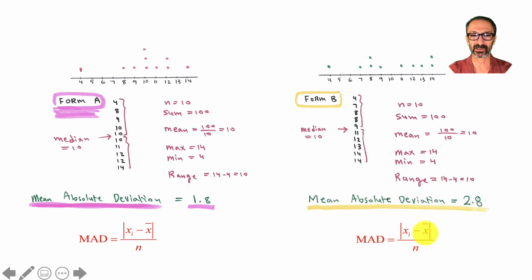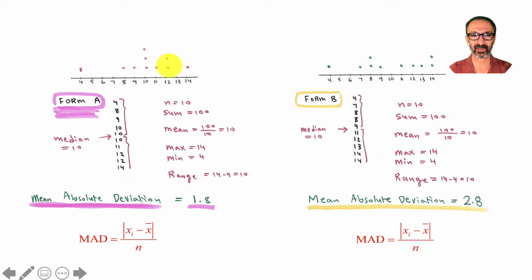The formula is the average of the distances away from the mean. Absolute value means distance. Don't keep it negative. Now look at the data and compare them. These are 10 numbers. These are 10 numbers. The average here is 10. The average here is 10. Not only that, the median is in the middle, which is still 10 here. The median between 9 and 11 is still 10. The range is 14 minus 4. If you put them in order, 10. The range here is still 14 minus 4, which is 10.